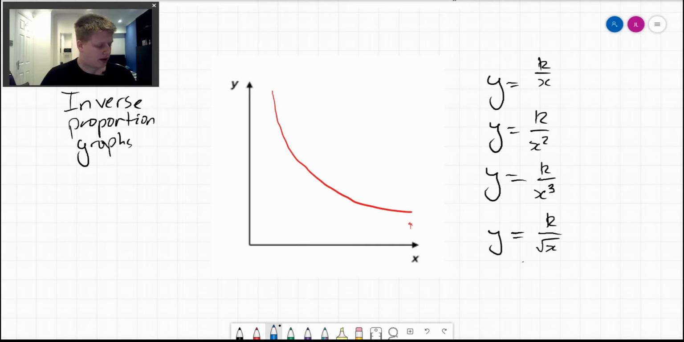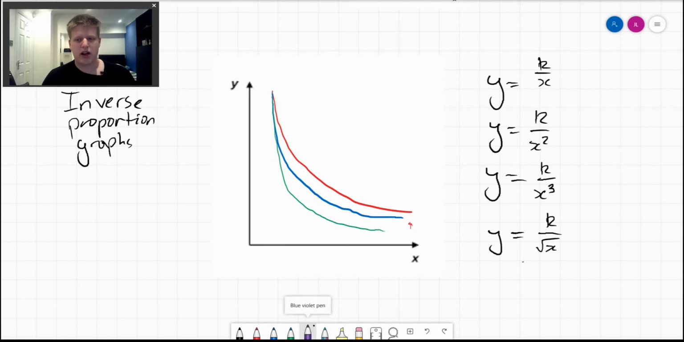Y equals k over x squared starts off roughly in the same place, but gets steeper, like that. Y equals k over x cubed, like k over x squared, starts off in kind of the same place, but gets steeper even quicker. And finally, y equals k over the root of x gets shallower quickly, like that. So it doesn't drop as much. And those are the four curves you need to know.